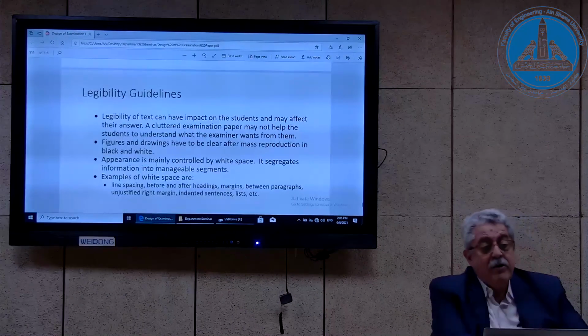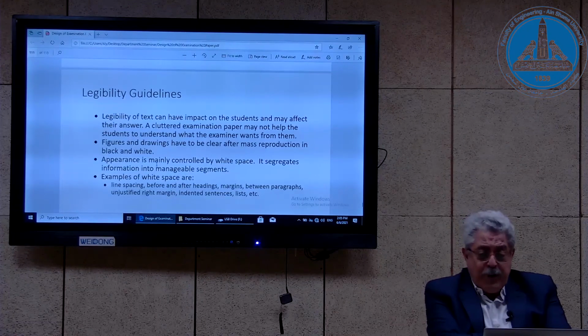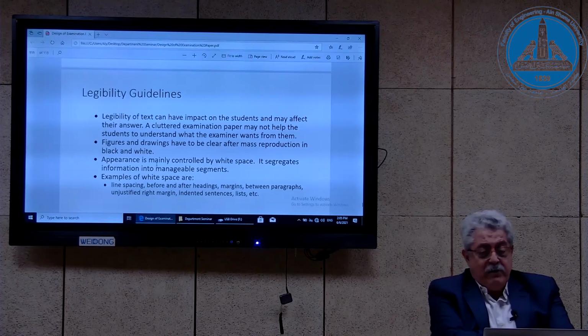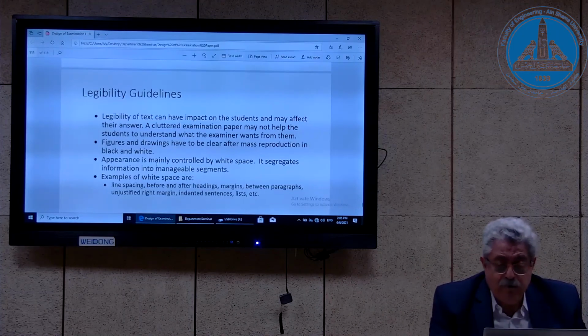But what are the legibility guidelines? The legibility can impact the students, as we know from the presentation. Figures and drawings have to be clear after mass production in black and white. Appearance is mainly controlled by white space because it segregates information into manageable segments, as we mentioned before. And examples of white space are line spacing, before and after headings, margins, and we covered this before.